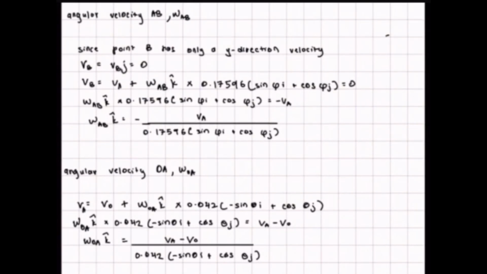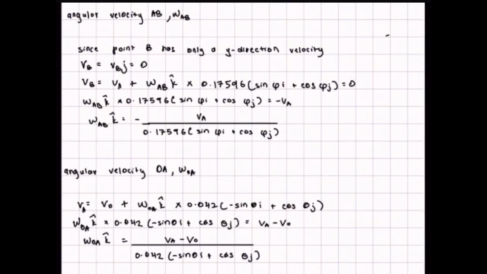So I will explain the angular velocity analysis for a mechanical system involving two rotating discs AB and OA. So what is the angular velocity? Angular velocity is the rate at which an object rotates about a fixed axis. So the vectors i, j, k are the unit vectors for the x, y, z directions. So first we find the angular velocity AB.